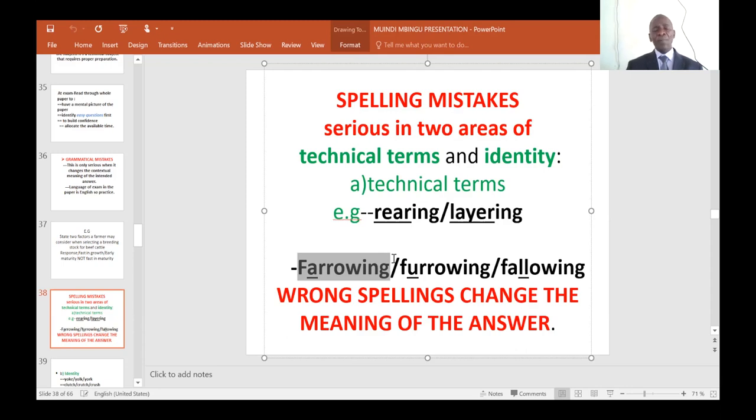Perhaps one more example. You might be given a question like this. Name the structure that is used to restrain livestock during an operation. Which structure is that? Obviously a crush, isn't it?